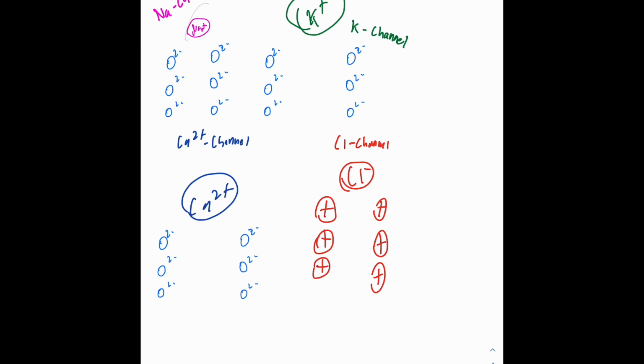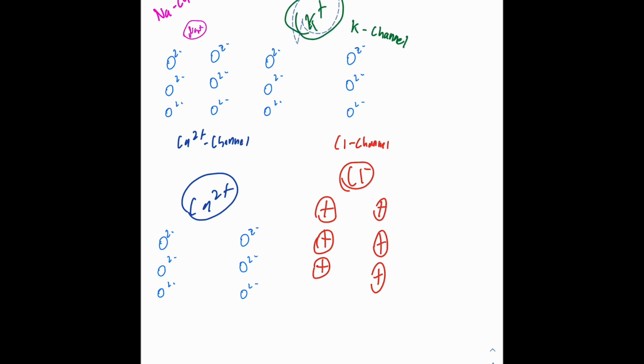We can see that this sodium ion fits snugly. It's a good filter pore for the sodium ion, since no other ion can go through here, since sodium ion is one of the smallest ions. Potassium ion wouldn't be able to enter because it's too big.